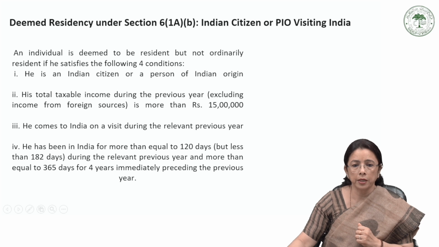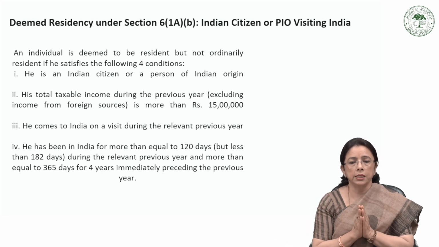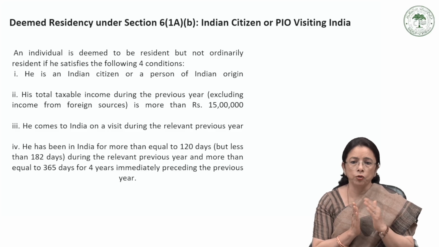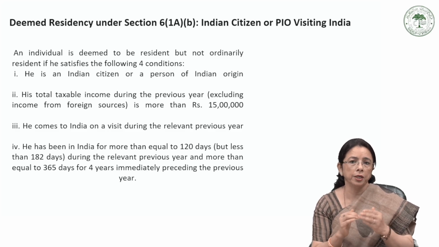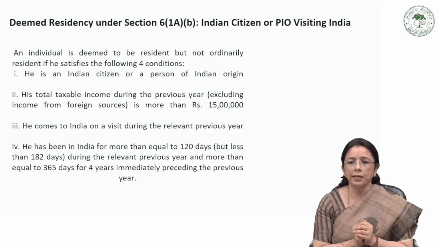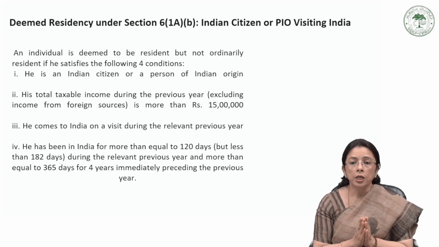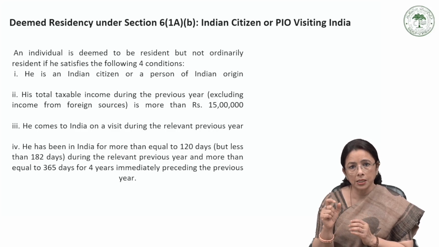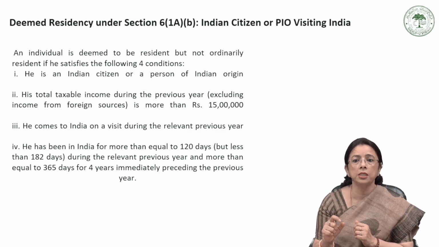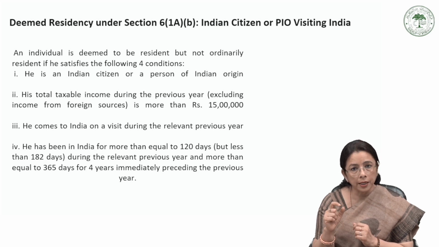Just to explain it a bit deeper, let me go through the conditions one more time to make it more understandable. The person of Indian origin, as in the first point, may be an Indian citizen or a PIO. A person is considered a PIO if they or either of their parents or great grandparents were born in undivided India.